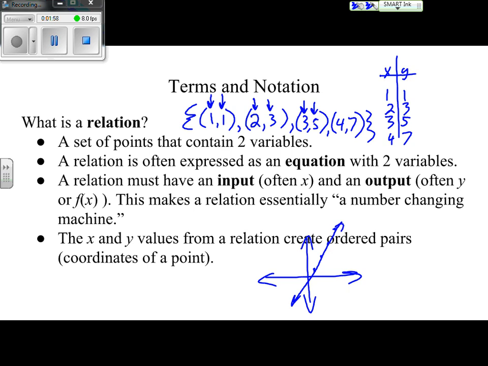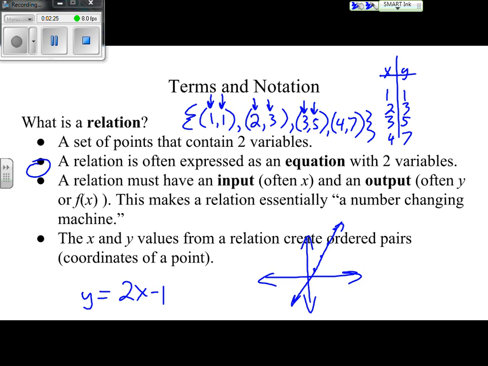And then my second bullet point here says the relation is often expressed as an equation with two variables. So I could do that as well. I could write an equation for this. In this particular equation, for every x value, what I'm doing to it is I'm doubling it and then subtracting 1, in order to get my y value. So that would be another way to express this relation here.